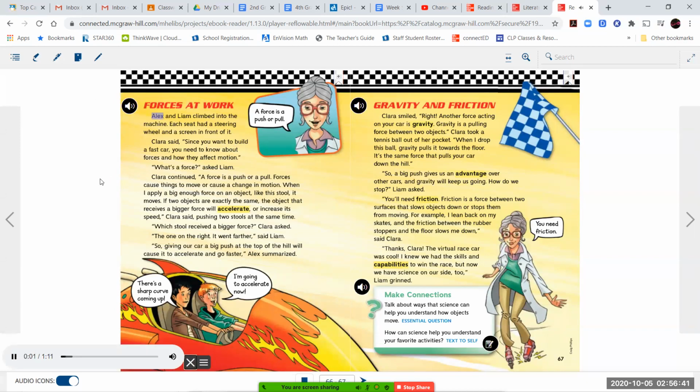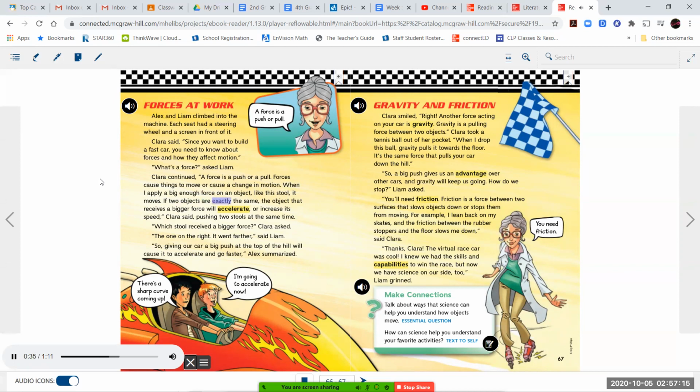Forces at work. Alex and Liam climbed into the machine. Each seat had a steering wheel and a screen in front of it. Clara said, "Since you want to build a fast car, you need to know about forces and how they affect motion." "What's a force?" asked Liam. Clara continued, "A force is a push or a pull. Forces cause things to move or cause a change in motion. When I apply a big enough force on an object, like this stool, it moves."